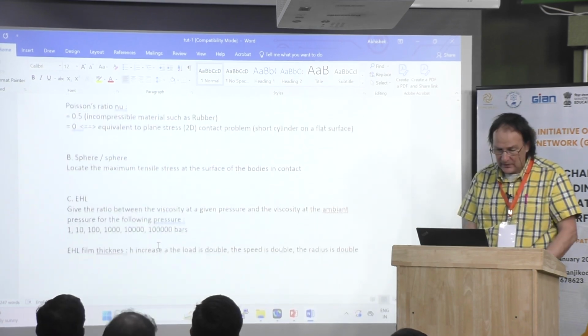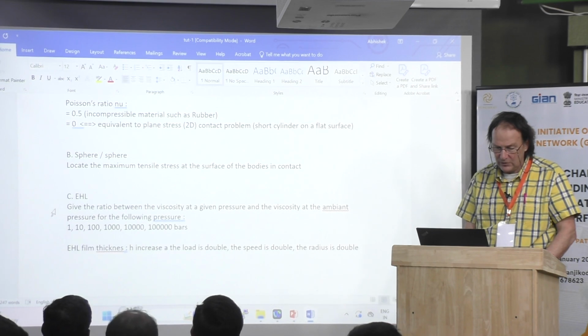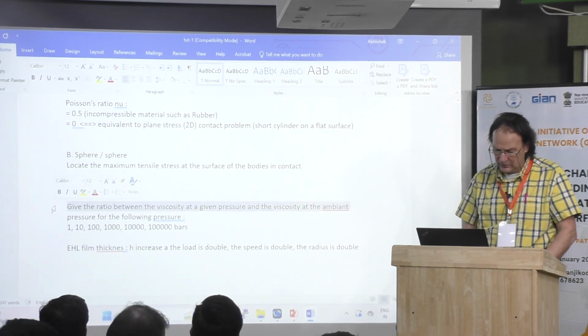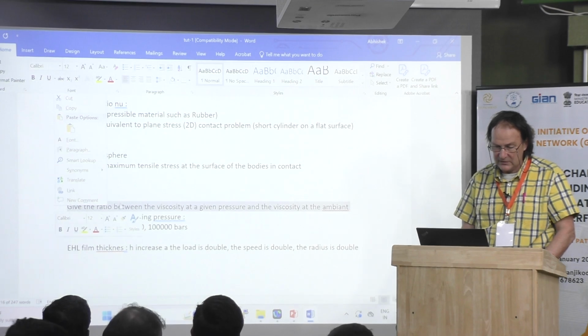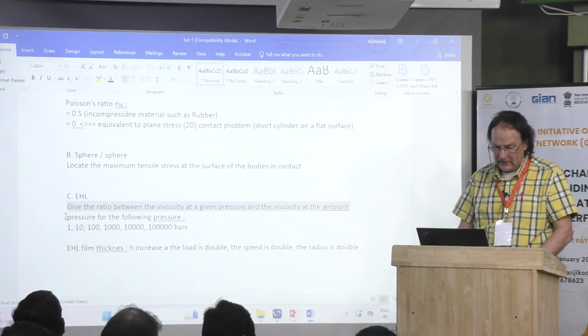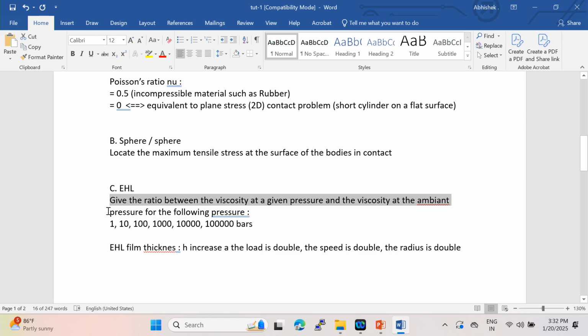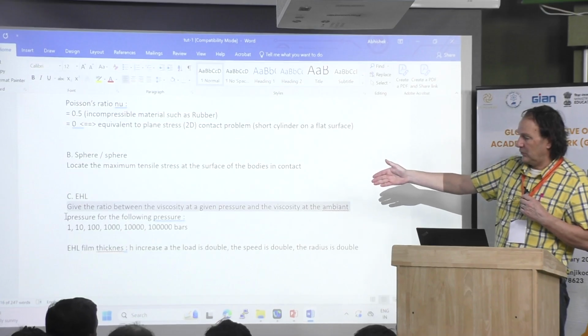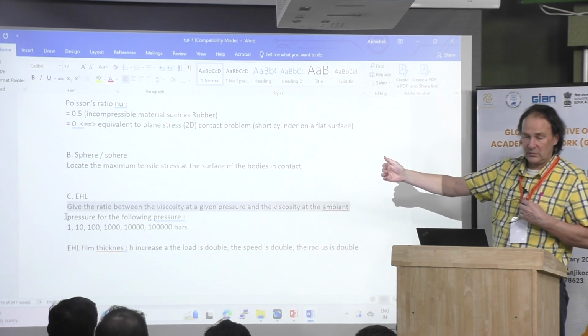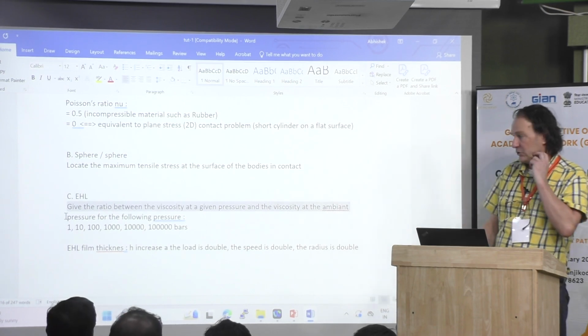And also, if you can have a look at the effect of the pressure on the viscosity, the idea is to calculate the viscosity at the ambient pressure, which is in fact the data, and then you calculate the viscosity at different pressures, and you compare the result to the initial one to see how it increases with pressure.